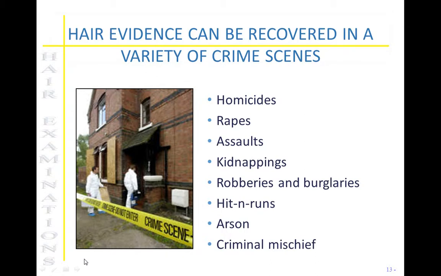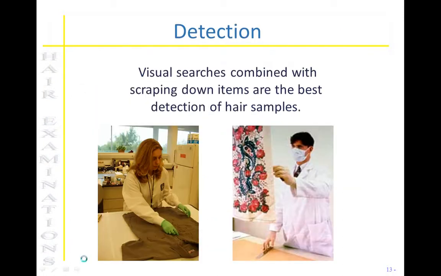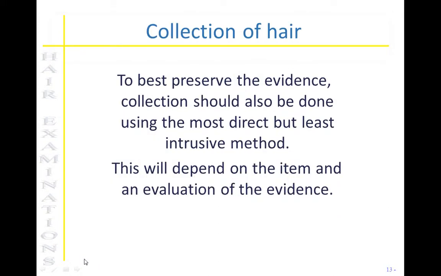Hair evidence can be recovered from a wide variety of crime scenes. Remember, once again, the average person will lose approximately 100 hairs a day. So even in normal, everyday activity, a lot of hairs will be shed. In a lot of crimes, there's going to be violent contact, which might also allow additional hairs to be shed. Usually hair evidence is detected by a good visual search. You always want to remember to use the most direct but the least intrusive method of collection when you're collecting hair samples.